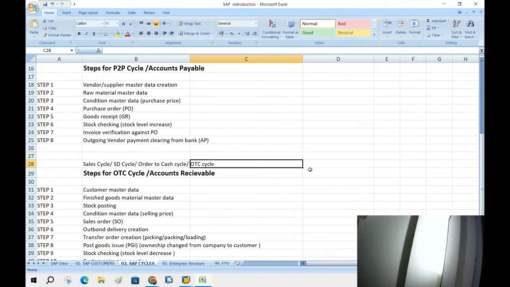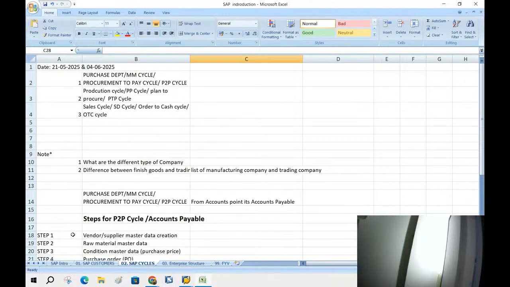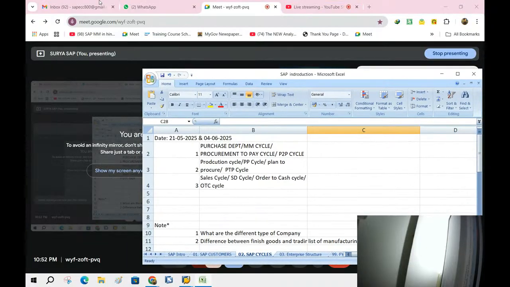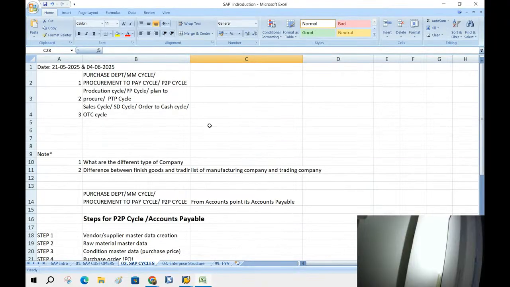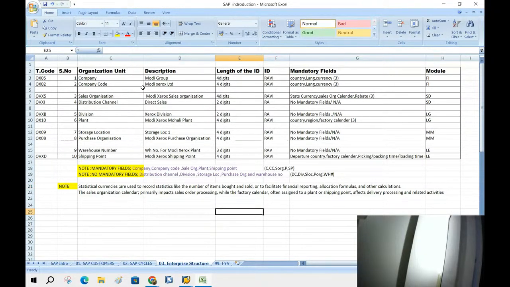Now, next, what we have to understand is what are the different cycles which you should know in SAP. What are the different cycles you know? Now, where we are trying to implement our SAP, Daniel, please come in, or whoever is there today, Sam, please come in. Sam, in which company are we trying to implement SAP?